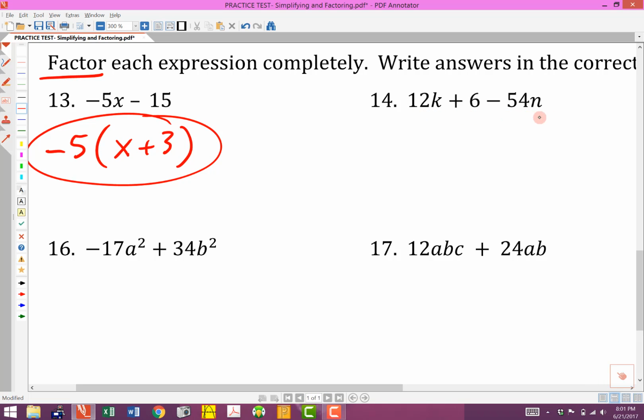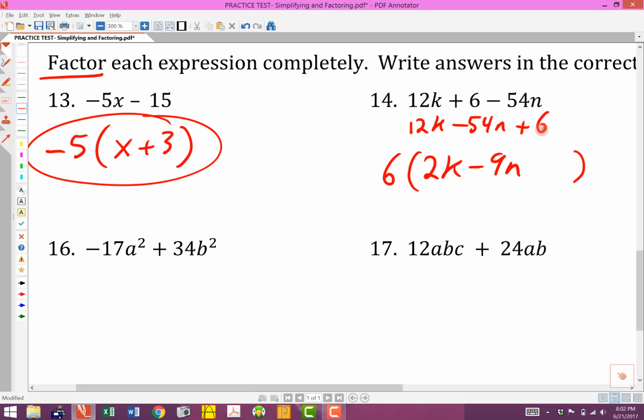Let's see, first thing we want to notice here is this is not in the correct order because we need that constant to be at the end. So I'm going to write this as 12k minus 54n and then plus 6. And let's see, kn, yep, okay. And then what's the biggest number that goes into each one of these? We don't have a variable in common with all of these, but we could find a number. 6 is the biggest number that goes into all of them. So we're going to be left with a 2k. Let's see, 54 divided by 6, that's going to be a negative 9n. And then please don't forget this. Don't make a silly mistake on this one right here.